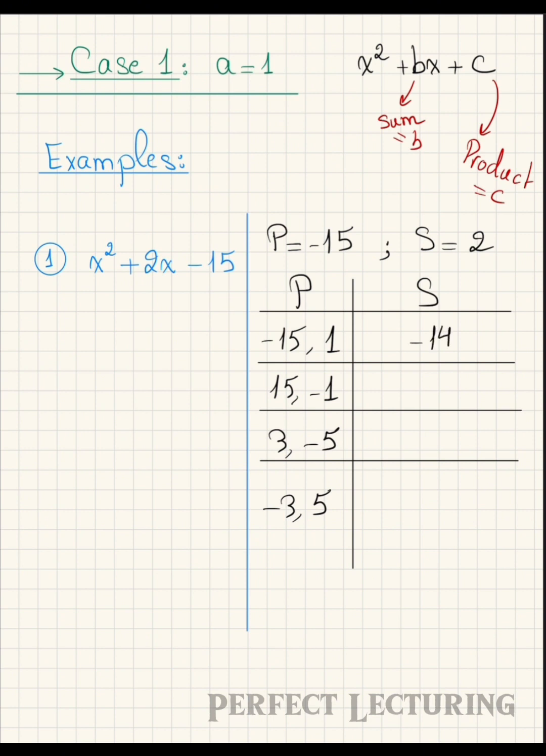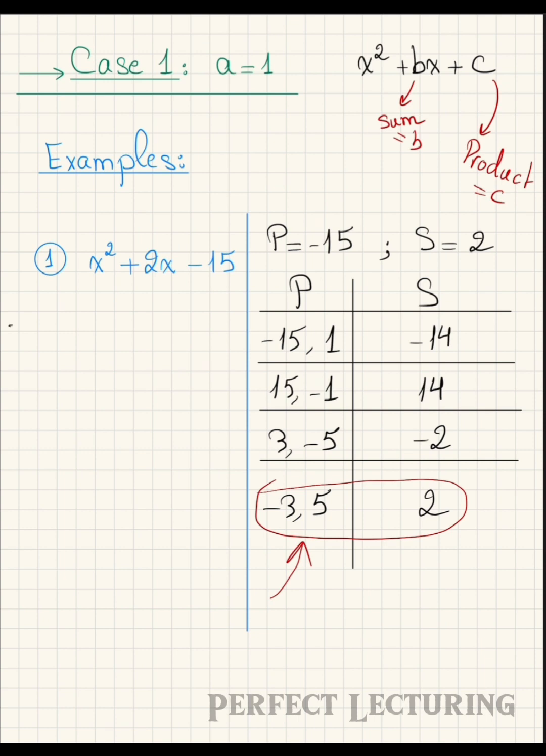For 15 and negative 1, the sum is 14. 3 and negative 5 give me negative 2. And finally, negative 3 and 5 give me 2. Now which pair matches our exercise? It is the final pair. So the numbers I'm looking for are negative 3 and 5.